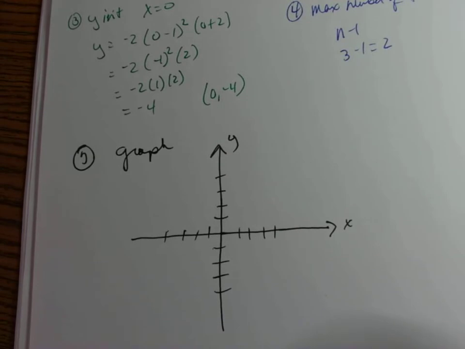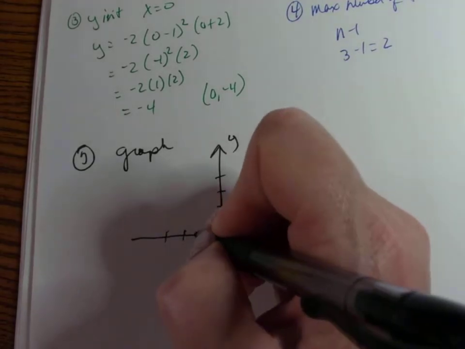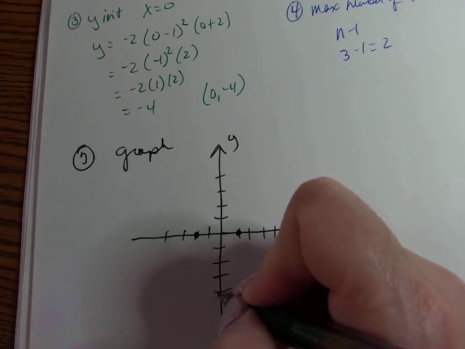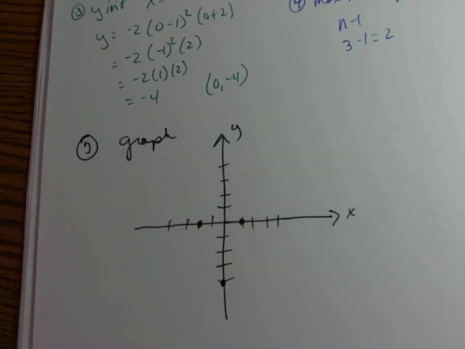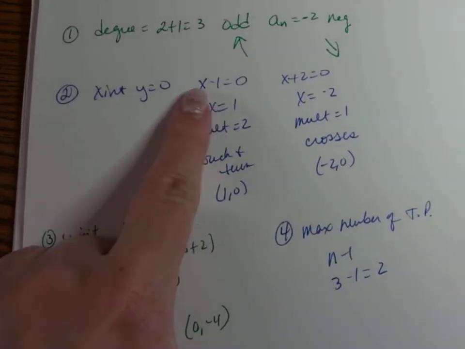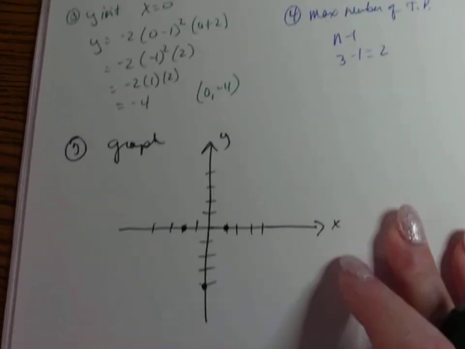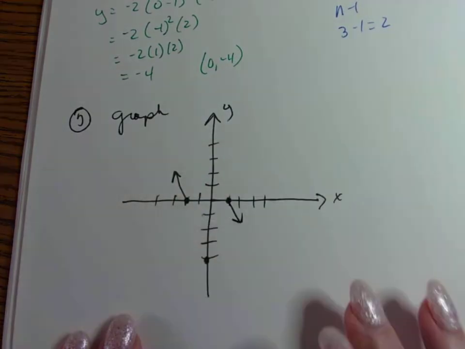All right, so we have (1, 0), (-2, 0), and (0, -4). Those are the points that we have. We know that our end behavior, the left side is going to go up, the right side will go down. So the left side goes up, right side goes down.